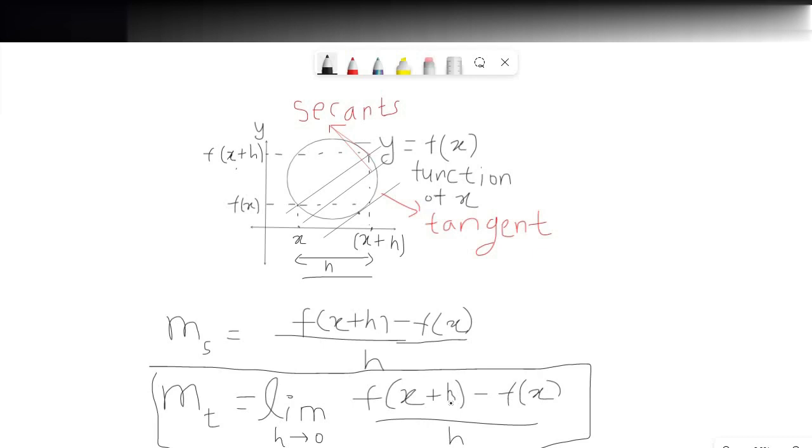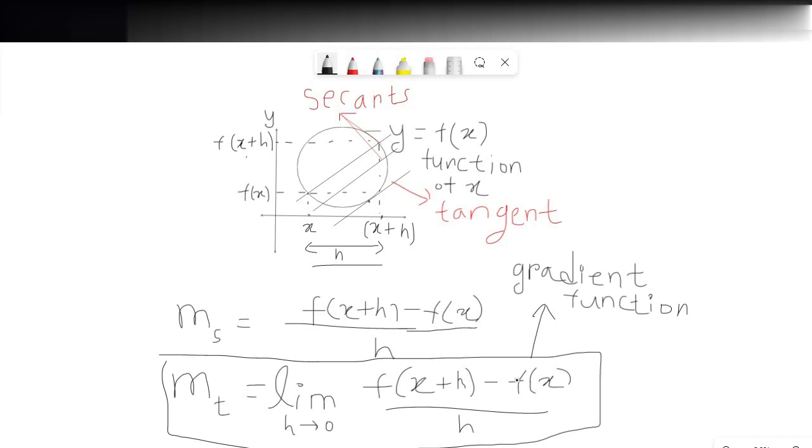And this is where the concept of calculus actually begins. So this expression is actually called the gradient function, as it can calculate the gradient of any tangent at any point on the circle.